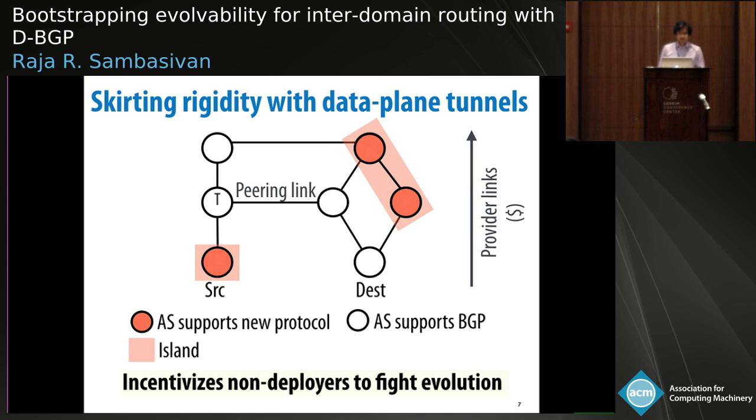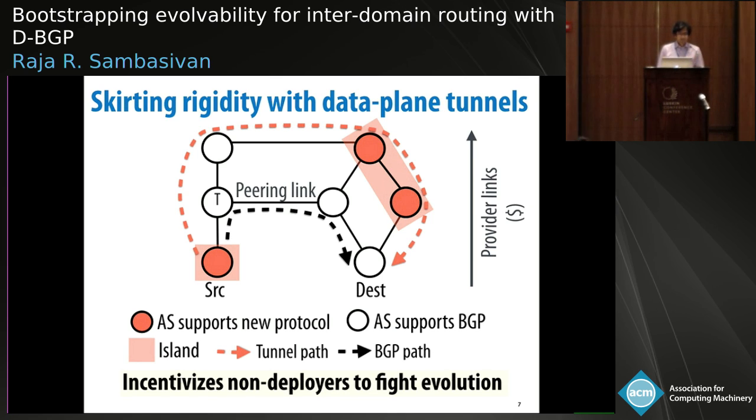One common way to circumvent BGP's rigidity is to use tunnels in the data plane to forcibly, that is without support from BGP, route traffic via islands that have deployed a desired new protocol. These tunnels can be established by mechanisms out of band of BGP itself. On the screen, you see a tunnel path to the destination in orange and the best path chosen by BGP in black. Unfortunately, tunnels hide destinations' true addresses from ASs that have not deployed the desired new protocol.